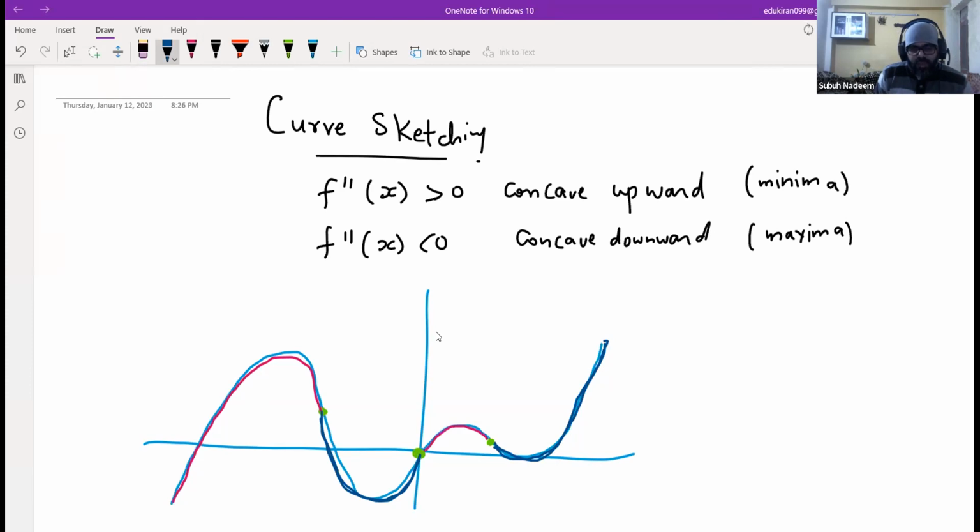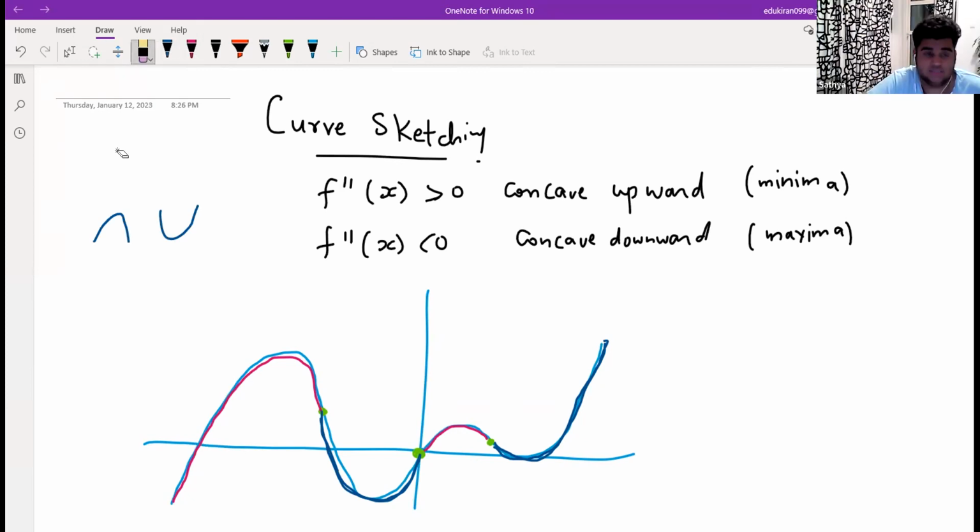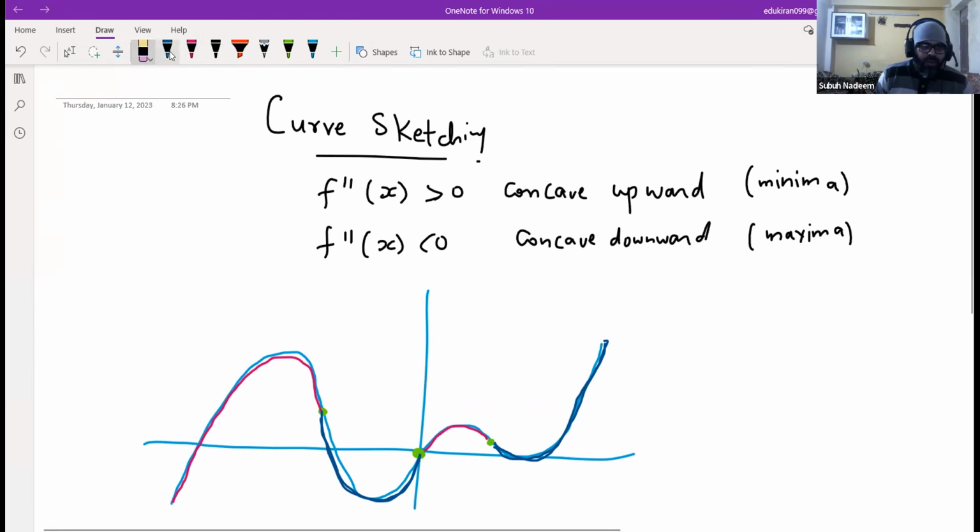Sathya, isn't it something like this is concave downward, something like this is concave upward? Yes, sir, I know that. Okay. So this is what we are observing here.